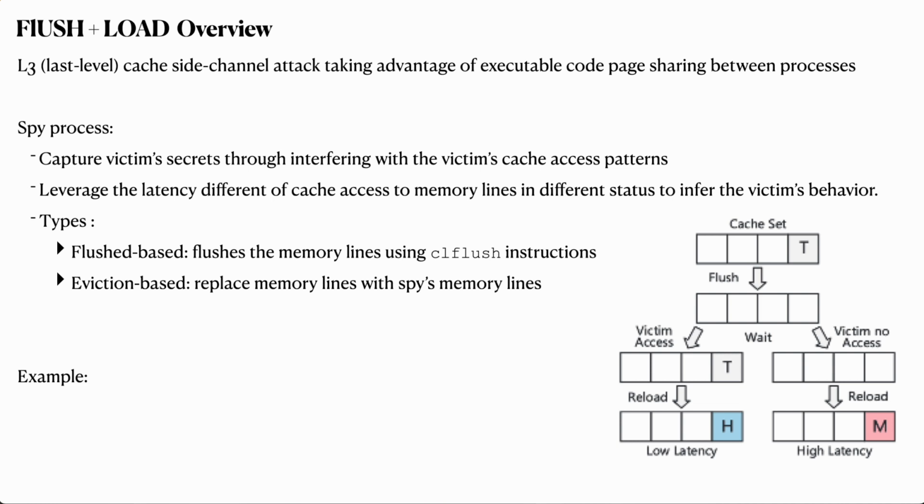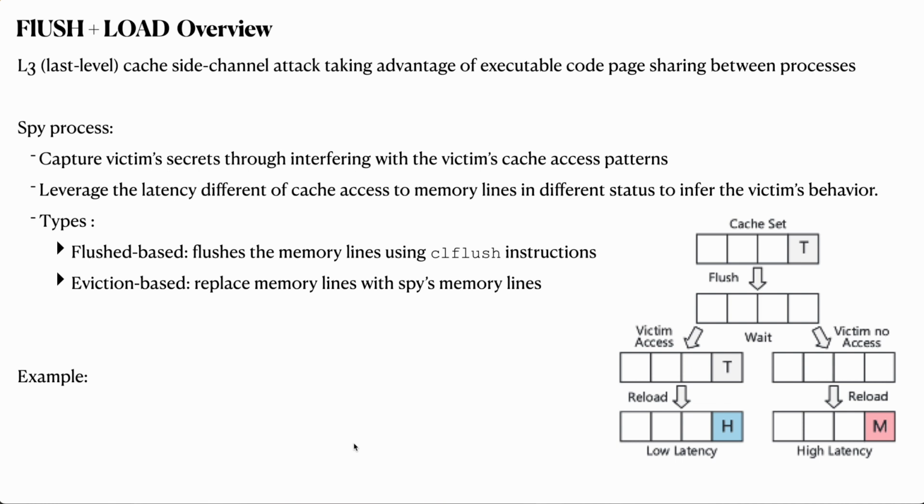Here comes the paper. So the overview of Flush+Reload, which is the topic of the paper: it's an L3, or last level if the system doesn't support L3, cache side channel attack that takes advantage of executable code page sharing between processes. The spy process first captures the victim's secret by interfering with the victim's cache access patterns, and it also leverages the latency difference of cache access to memory lines in different states to infer the victim's behavior.